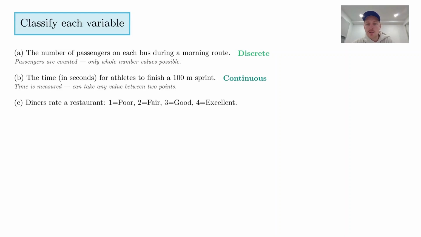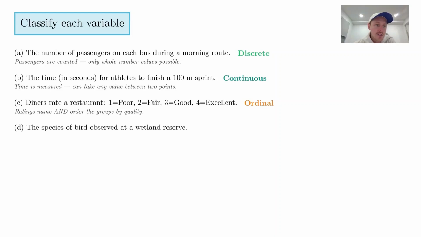Okay, diners rate a restaurant. 1 is poor, 2 is fair, 3 is good, 4 is excellent. All right, categorical or numerical. Hopefully, even though it's got a number, you agree that this is categorical and it's actually ordinal because there is an order to it. 1 is worse than 4, and there's an order to it. So just to be clear, the ratings have a name and the groups are ordered by quality. So that is ordinal. There is an order there.